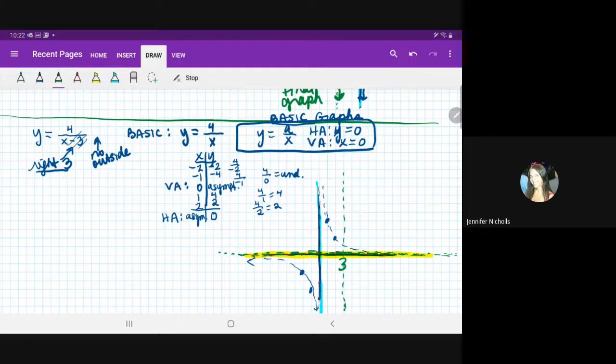Okay, and then I have to move my dots. Okay, so my each point is which way? I forgot. Right 3. Right 3. Right 3. Right 3. Right 3.